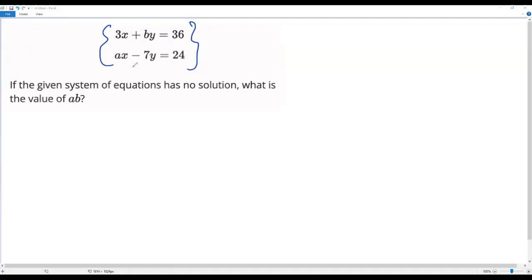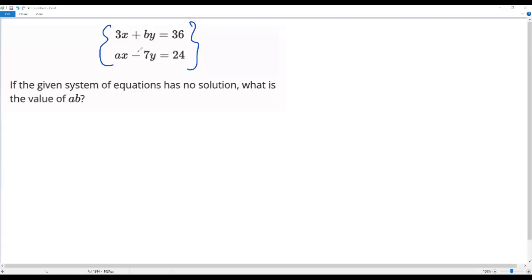If I sketch the graphs of the two linear equations, I'll be getting two lines. When we have two lines and the system has no solution, we have to understand the lines must be parallel, so that the lines will never intersect and the system will not have a solution.